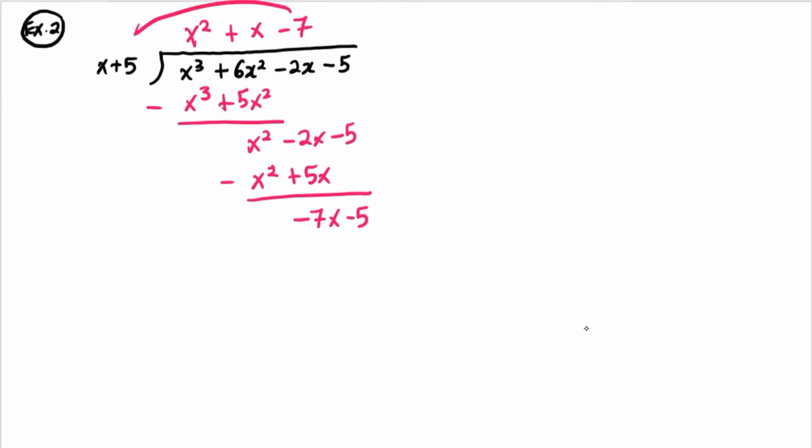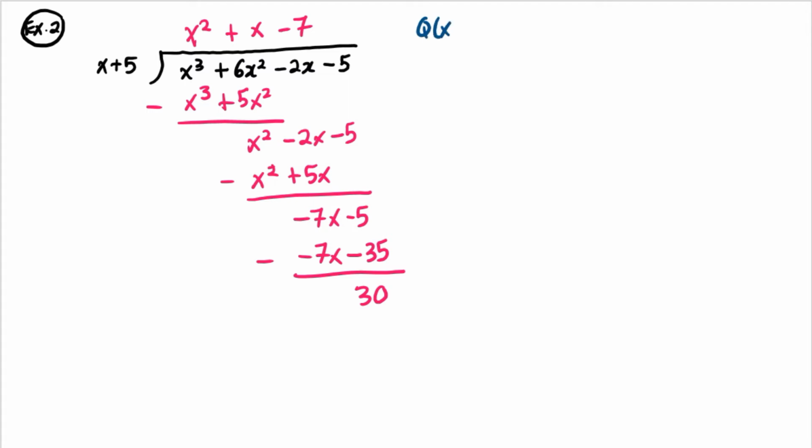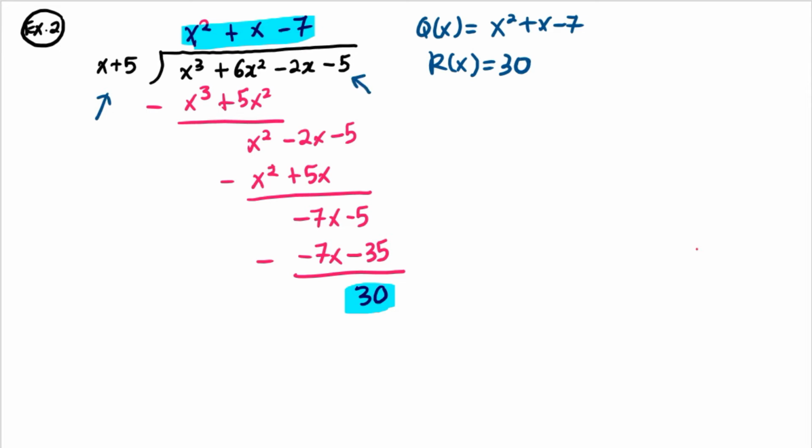Now going back to that, I have negative 7 multiplied with x, so I'll have negative 7x. Negative 7 multiplied with 5 gives negative 35. Therefore, negative 5 minus negative 35 gives a positive 30. So you have a positive 30. If the question asks you to write the quotient, of course the quotient is given by x squared plus x minus 7, which is here. What about the remainder? The remainder, which we call R(x), is given by 30. This one is the divisor, and this one is the initial polynomial, P(x).